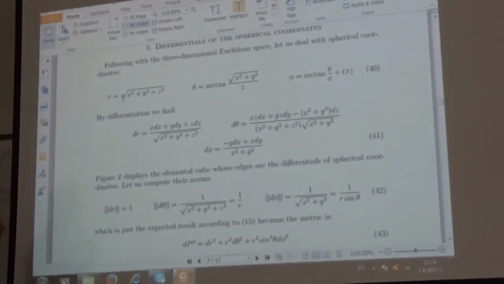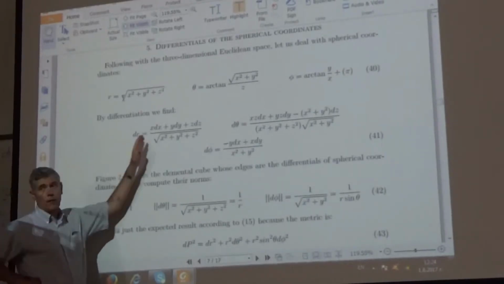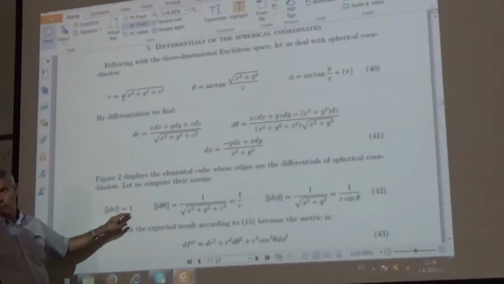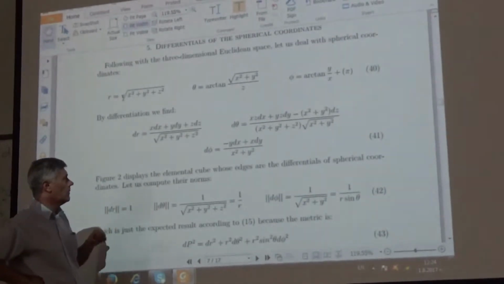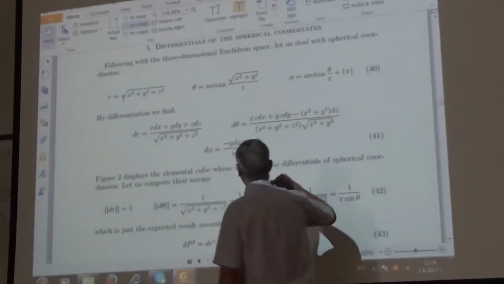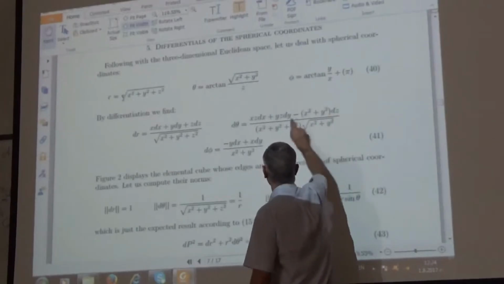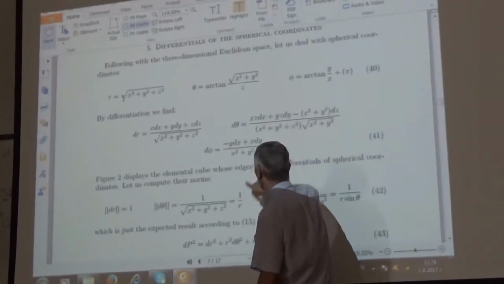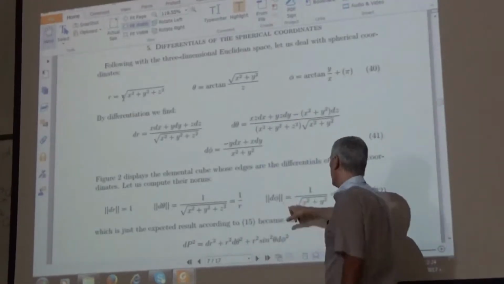We can see many things. For instance, which is the norm of the differential of r? We apply our theory and we see that the norm is 1. Okay? The differential of theta, which is its norm? We can also apply the Pythagorean theorem, because these differentials are orthogonal, and we find this norm. Which is the differential of the same.